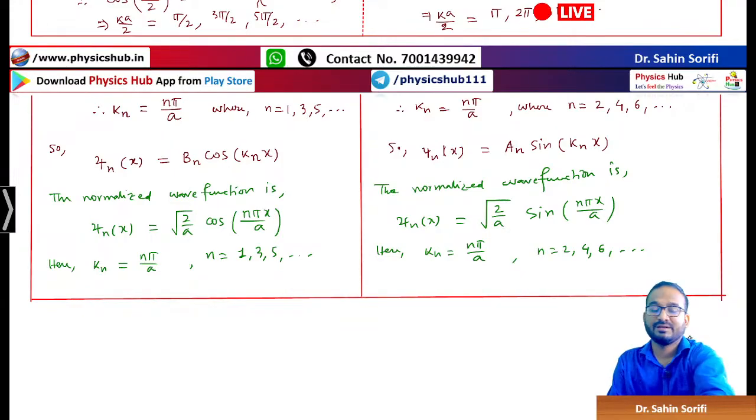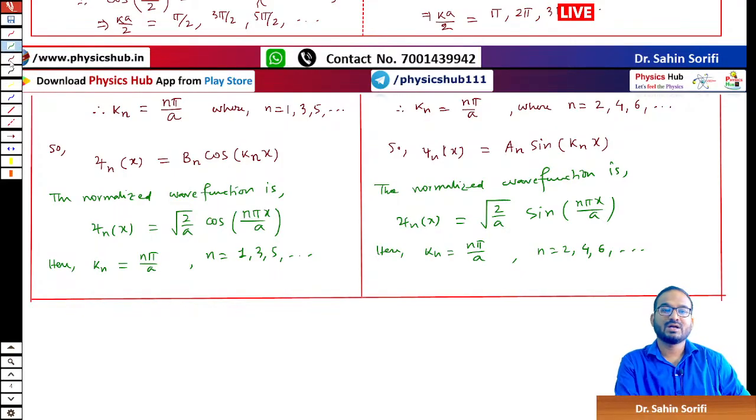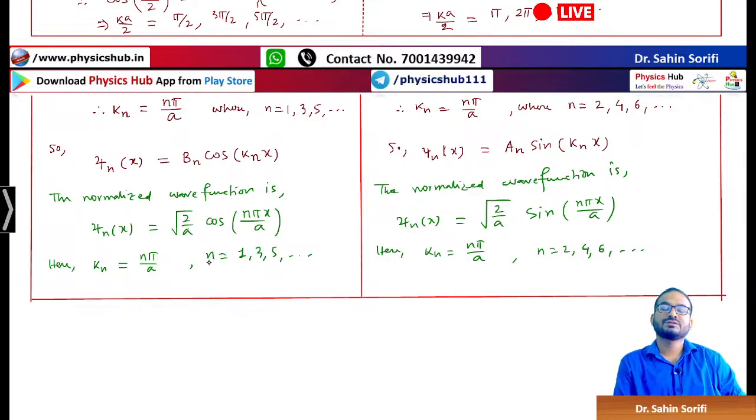You can see one thing, that n is equals to 1 corresponds to ground state. So square root of 2 by a cos pi x by a, that will be ground state. What about the first excited state? First excited state you will not get by putting 3, but you have to put this one, n equals to 1 ground state, n equals to 2 first excited. So first excited state, you see it will be square root of 2 by a sin 2 pi x by a.